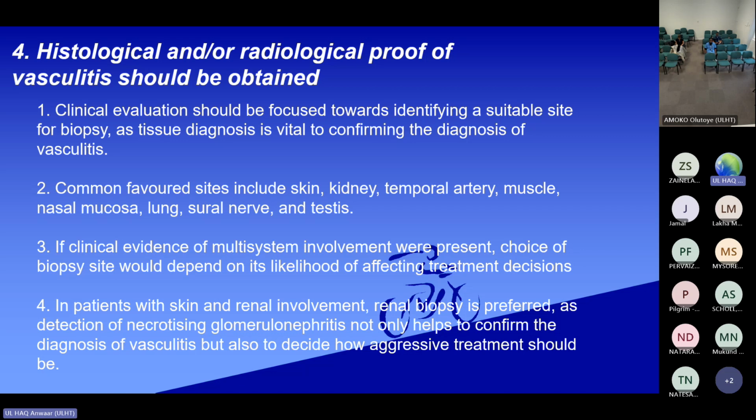And then the treatment decision also depends on the same, as I explained before. In a patient with skin and renal involvement, the patient is presenting with skin manifestations of petechial hemorrhages or palpable purpura, and you do a dipstick and find there is proteinuria and microscopic hematuria. Then which site will you choose for the biopsy? The skin will be the preferred one for the biopsy.